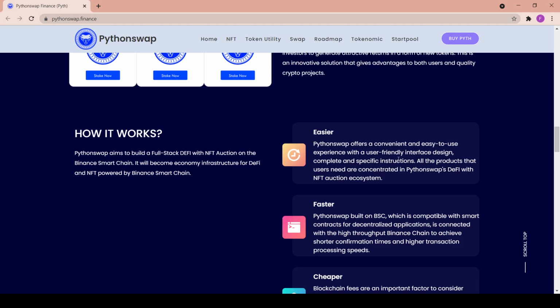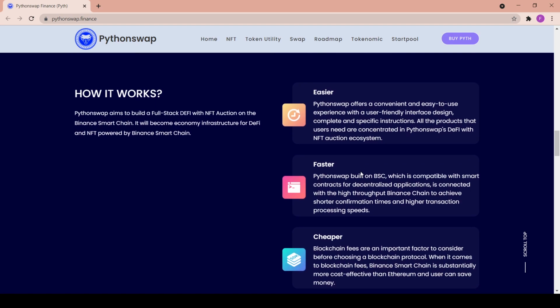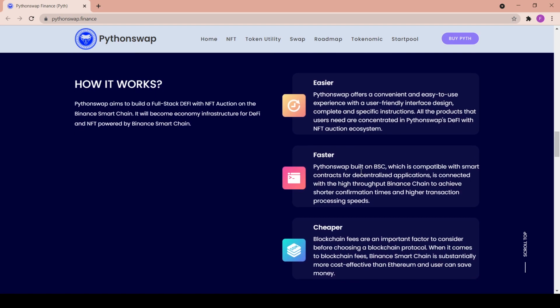All the products that users need are concentrated in Pythonswap's DeFi with NFT auction ecosystem. Second of all, it's faster.